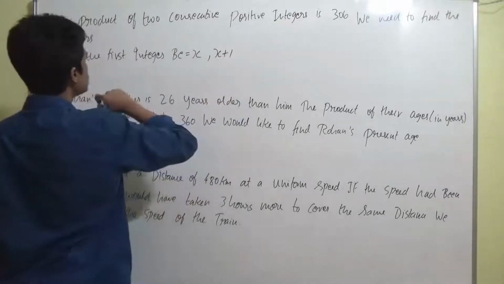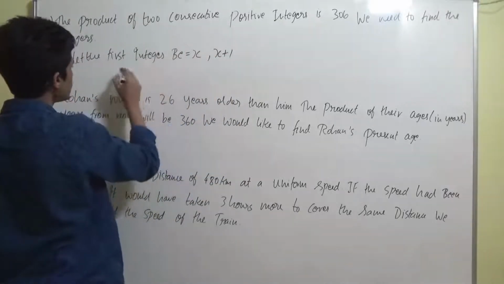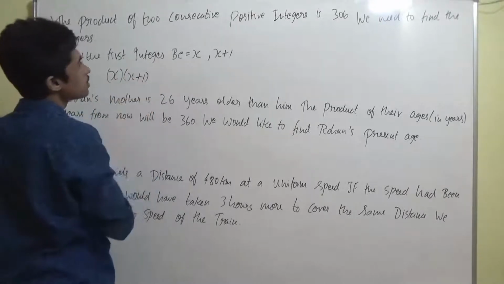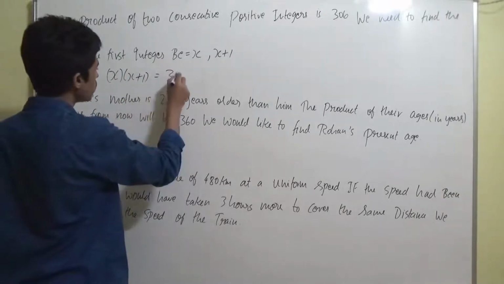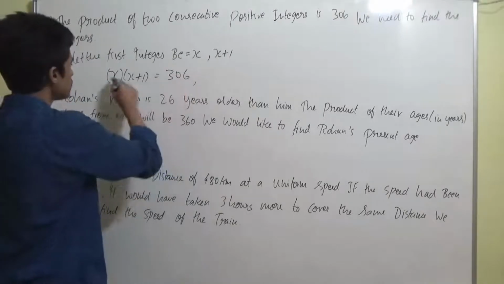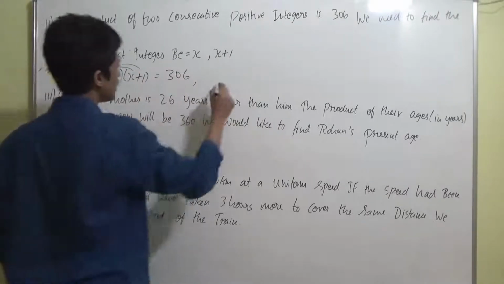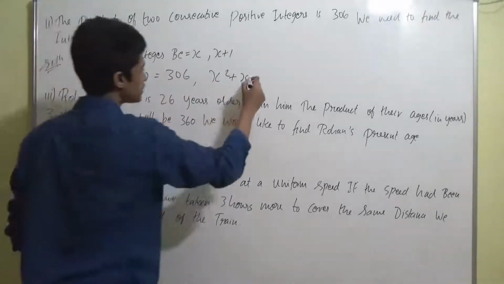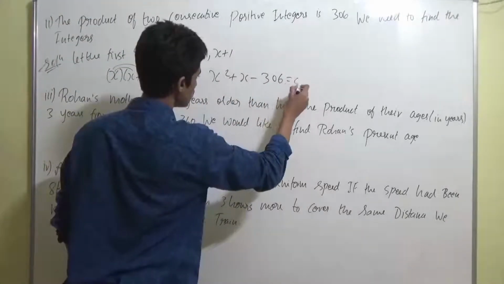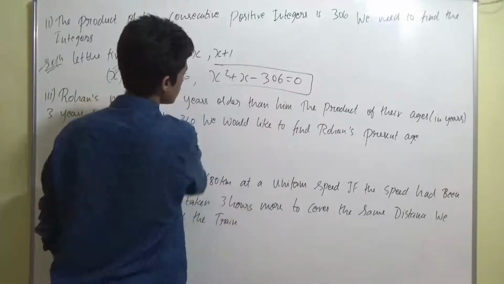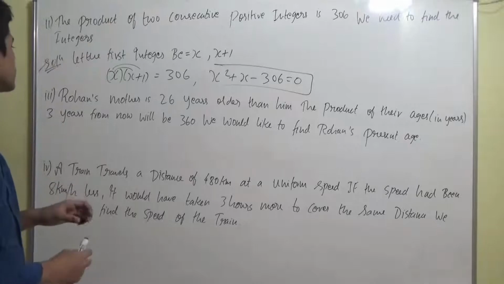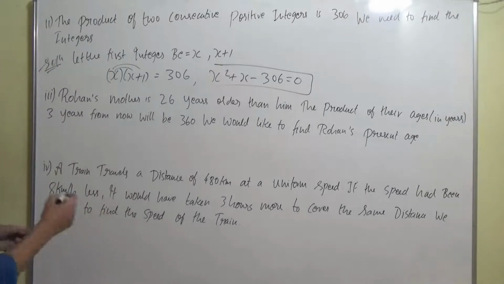Getting it? So the product means x into x plus 1 should be equal to 306. Now if you multiply this, this is going to become x square plus x. When 306 comes to the LHS, it becomes minus 306 equal to 0. So this is the representation, guys, of the quadratic equation which is formed from this sub question. Now let's go to the third sub question, right?